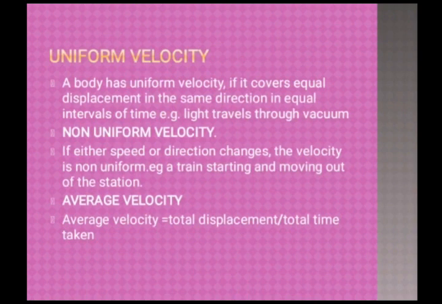Next we will see uniform velocity. The body has uniform velocity if it covers equal displacement in the same direction in equal intervals of time. Example, light travels through the vacuum. And non-uniform velocity: if either speed or direction changes, the velocity is non-uniform. Example, a train starting and moving out of the station. Next, average velocity. Average velocity is equal to total displacement divided by total time taken.